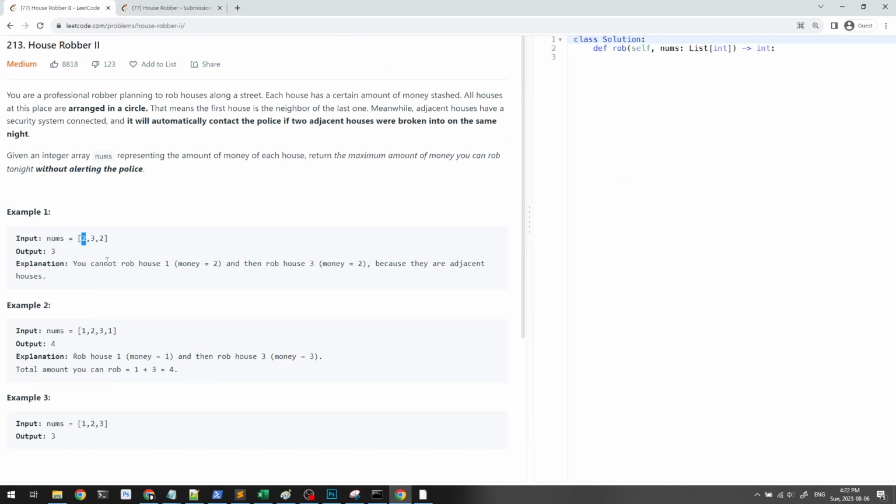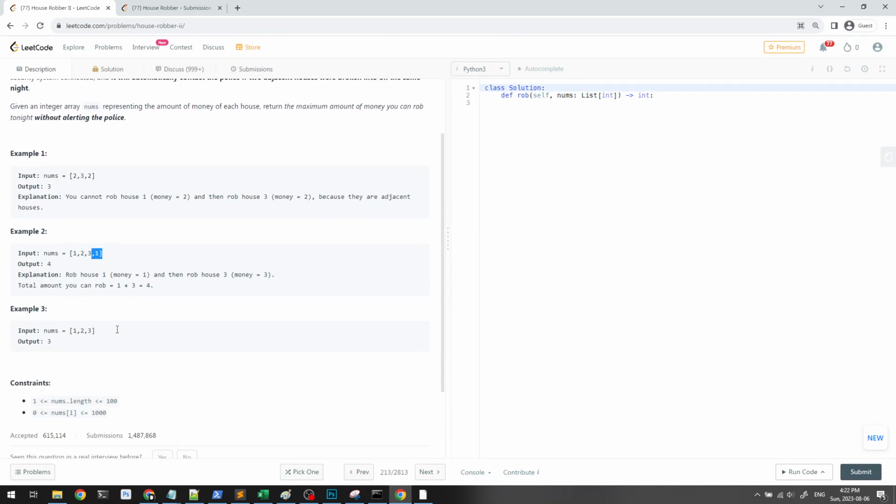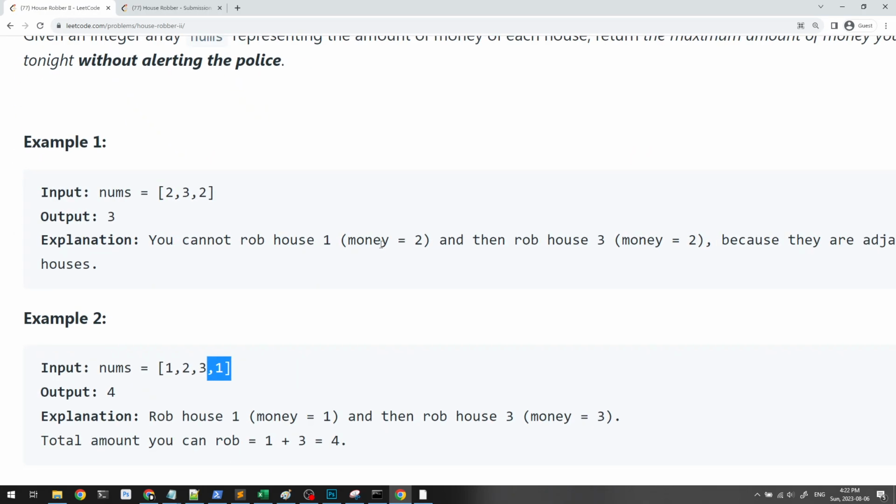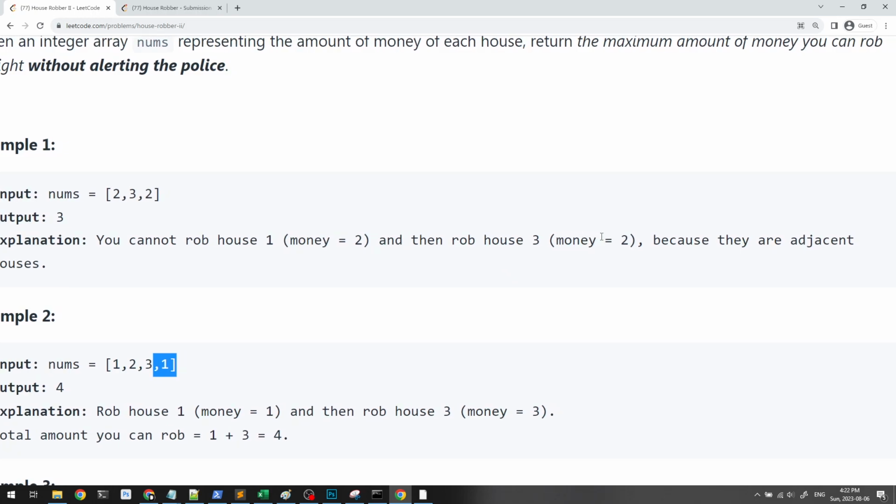In this problem, because it's arranged in a circle, you can think of it as this house and this house are connected. And so how can we go about doing this question? We can see the examples over here. You cannot rob house 1, money 2, and then rob house 3 because they are adjacent.